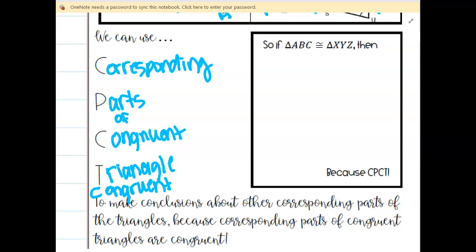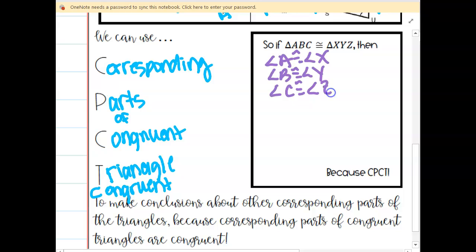So what we're going to do today is we're going to end up with our proof, and one of the steps in our proof is going to say, okay, triangle ABC is congruent to triangle XYZ. Since these two triangles are congruent, we did this back in 4.1, I know that angle A is congruent to angle X. I know that angle B is congruent to angle Y, and I know that angle C is congruent to angle Z. Those are the corresponding angles in the congruent triangles.